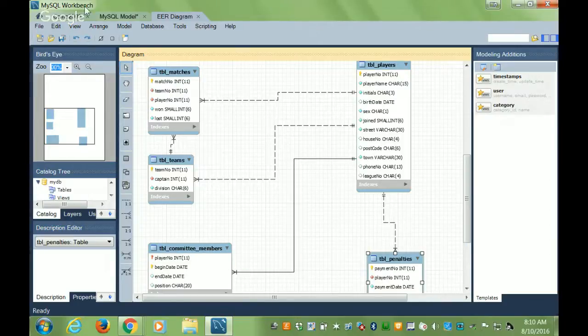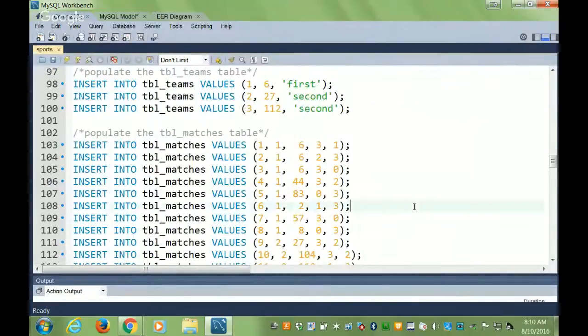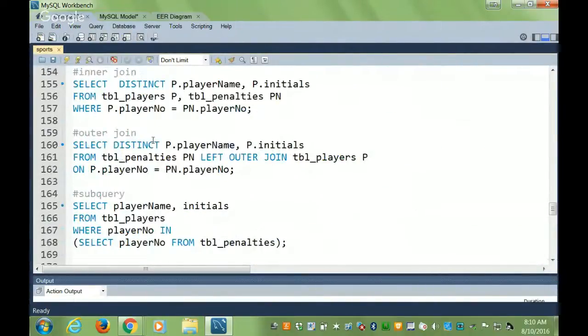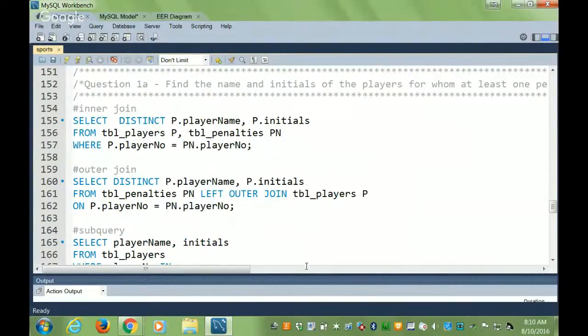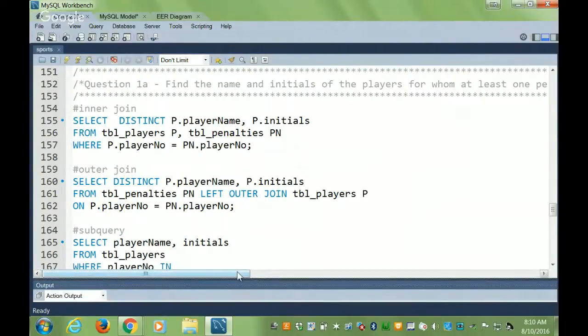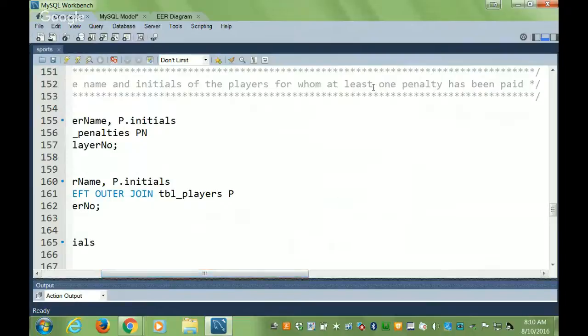Okay, so let's do this. Let's start with the queries. And we have discussed the first one already. I've already done 1A with you, where it says find the name and initials of the player for whom at least one penalty has been paid. So the question kind of makes you think at least one. So basically, couldn't I say a penalty has been paid? That's what at least one means. But I mean, even this isn't wrong. So don't just say, oh, at least one, I have to use the count function. No, not here, because at least one means one or more. Okay, so this was done.